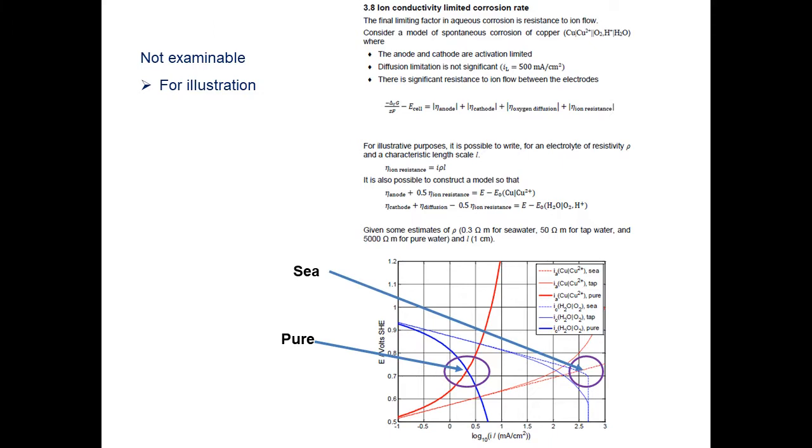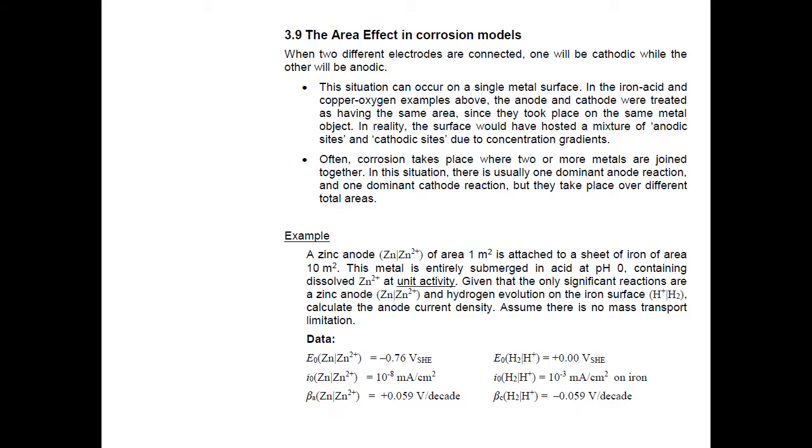Okay, page 37, section 3.9. This talks about the area effect in corrosion models. Now this is potentially, in the real world, the most important thing that you need to worry about. Because in the real world, we often have situations where two different metals are connected.